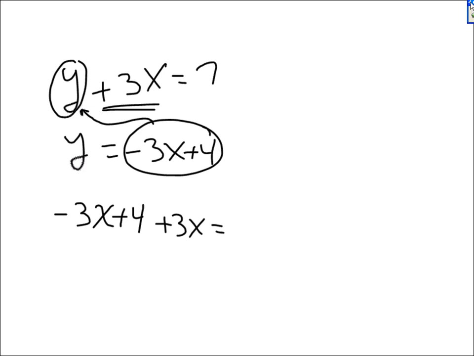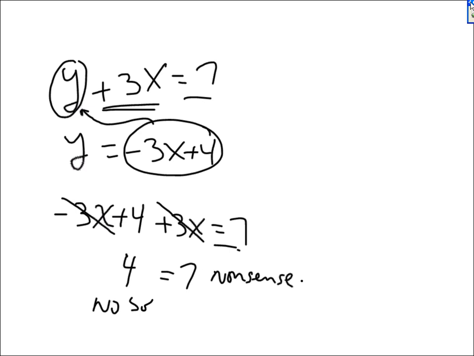Plus 3x equals 7. Well, if you take away 3x and you add back 3x, that cancels out to 0. So you have positive 4 is equal to 7, which is, of course, nonsense. 4 doesn't equal 7, so there is no solution. That is, the two lines do not intersect.